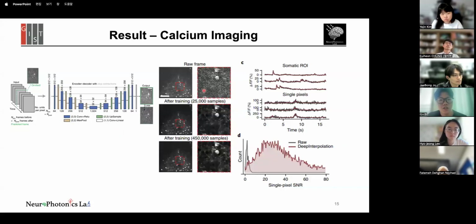As you can see, the boundaries of the cells are clear and most of the noise has disappeared. And the right graph showed that the model didn't distort or hallucinate any signals, and it only removed the noise while preserving the structure. And finally, the bottom graph shows the single pixel SNR distribution, which means interpolation makes the SNR higher.